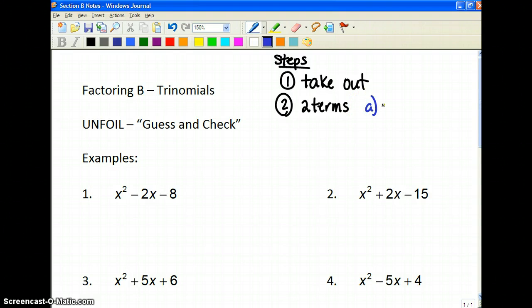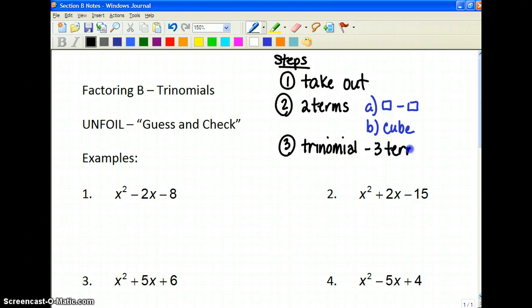If it's a square minus a square, and we should all know what that means by now, or it's a cube. So we should know how to factor both of those. Now we're on the third type of problem, and that's if it's a trinomial. Or some people just want to call these three terms. And I will do all of these the same way, okay?